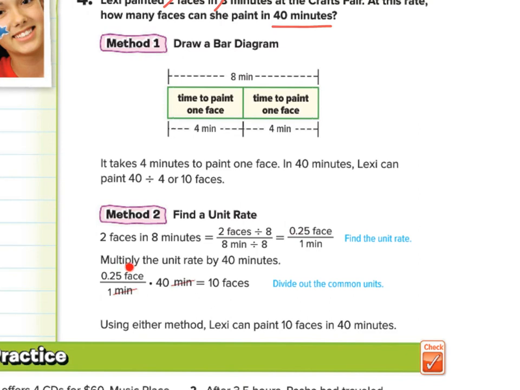So multiply the unit rate by 40 minutes. This is our unit rate, so we're going to change the bottom to 40 minutes. And in order to get this 40, we have to multiply this by 40, and we multiply this by 40. And you can see here that when multiplied by 40, we get 10. 0.25 times 40 is 10.